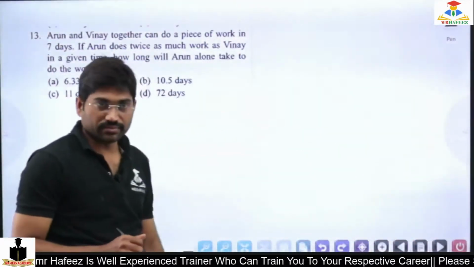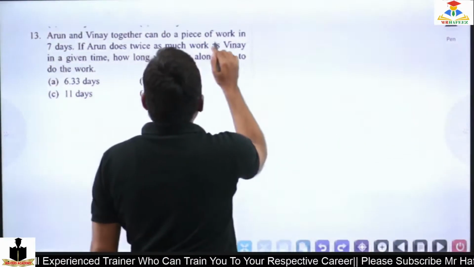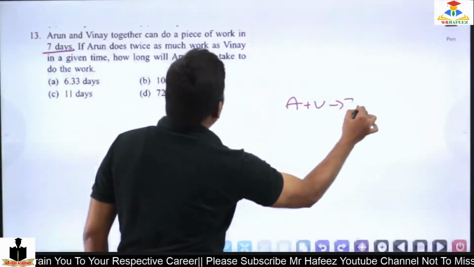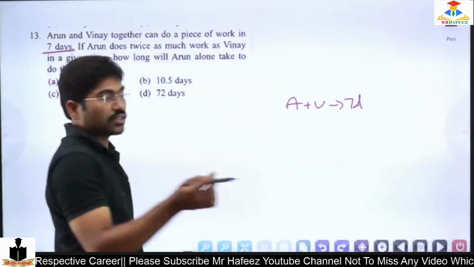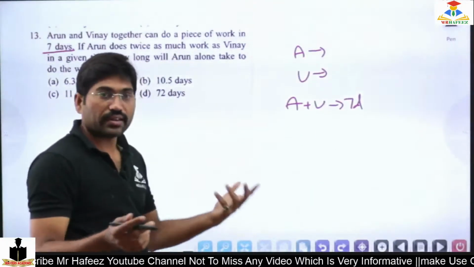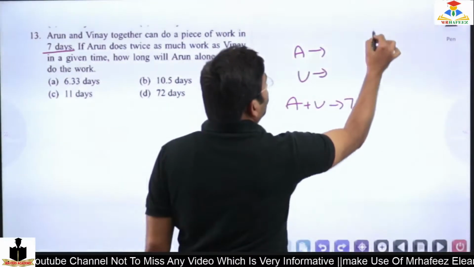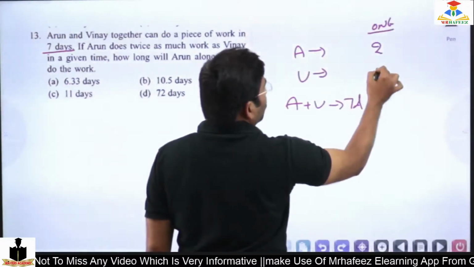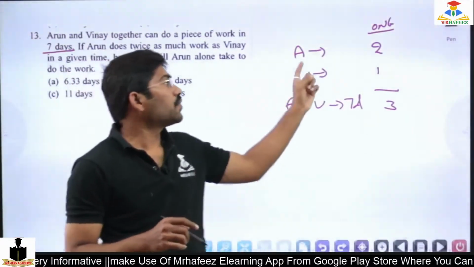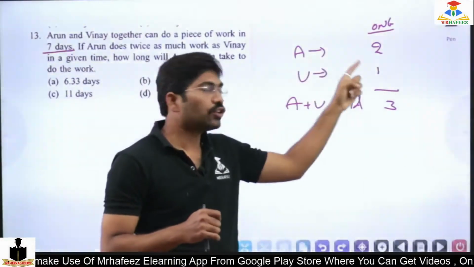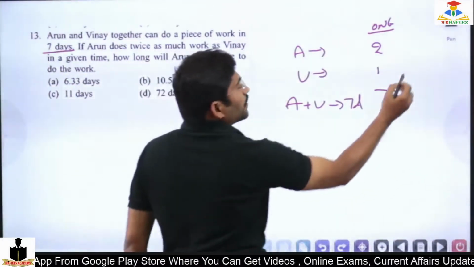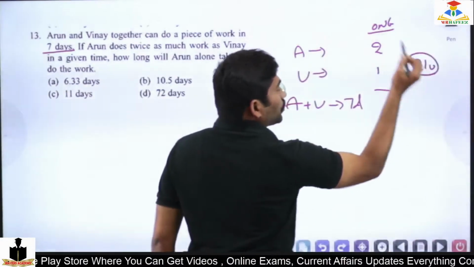Moving to the next question. Arun and Vinay can do a piece of work in 7 days. Arun does twice as much work as Varun, so his 1 day's work is twice that of Varun. That means Arun can do 2 pieces of work and Varun 1 piece. If I add these two, it's 3. So 7 times 3, the total work, is 21 units of work.